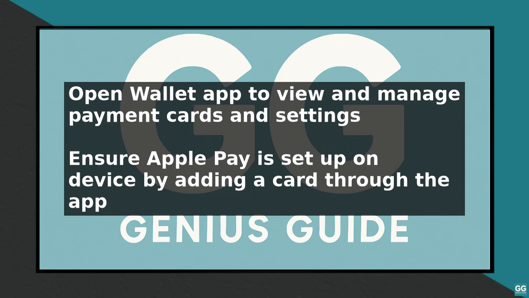If you have not already added a card, tap the plus sign in the top right corner of the Wallet app to begin the process. You will be prompted to take a photo of your card or enter the card details manually. Verify the card with your bank and agree to the terms and conditions.